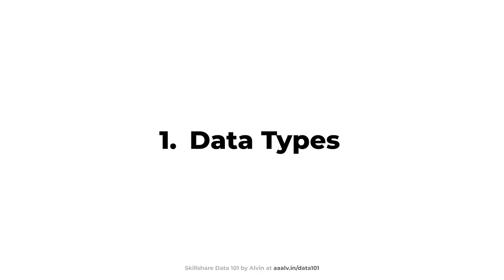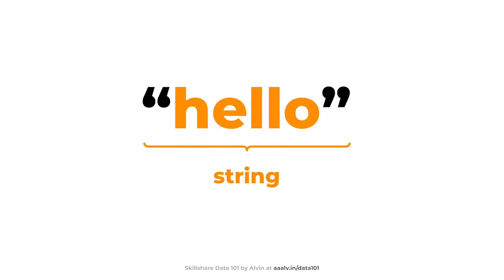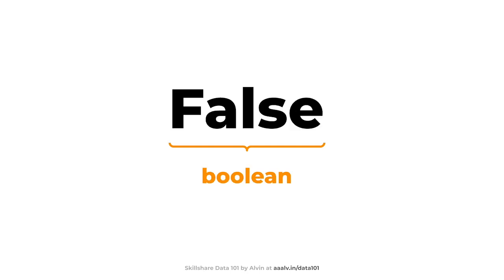There are 3 data types we will need for this course. The first data type is a number. The second data type you'll need is a string. A string, if you recall, is a piece of text. You'll always need quotes to denote a piece of text. The third data type is called a boolean. A boolean is just a true or false value.